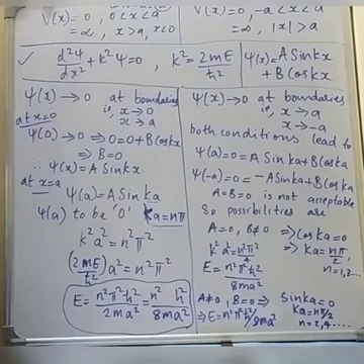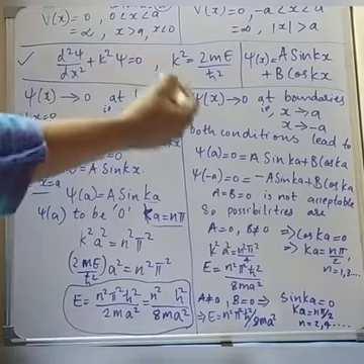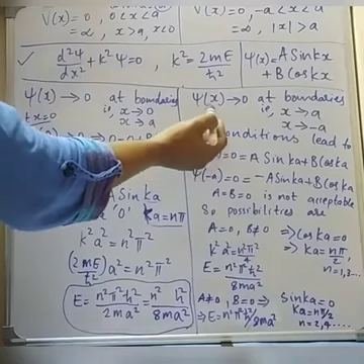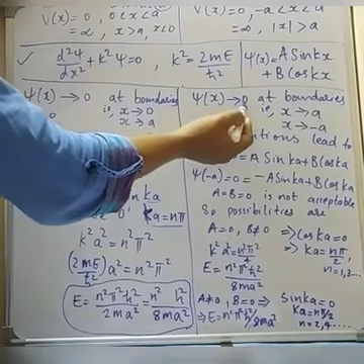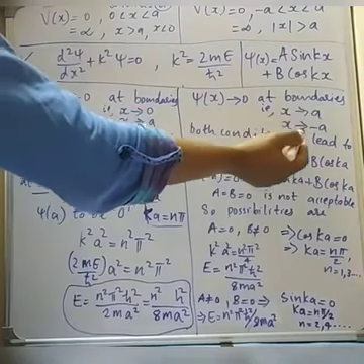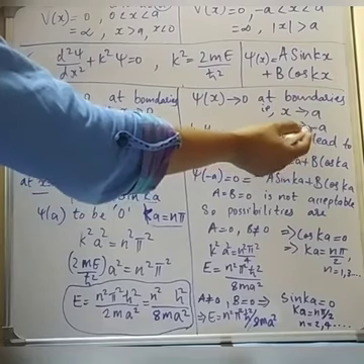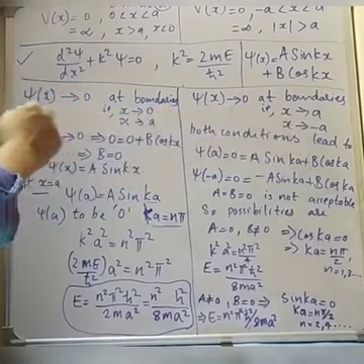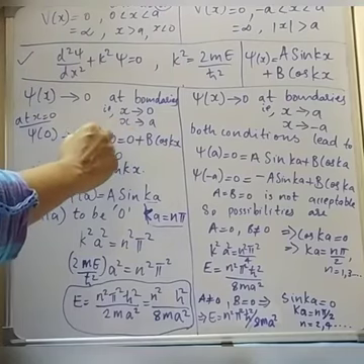Now, we are moving to the second case, potential having width 2a. So, what will be the difference? Now, we apply the boundary conditions when psi of x tends to 0 at x equal to a and x equal to minus a. So, it is not simple like applying x equal to 0.